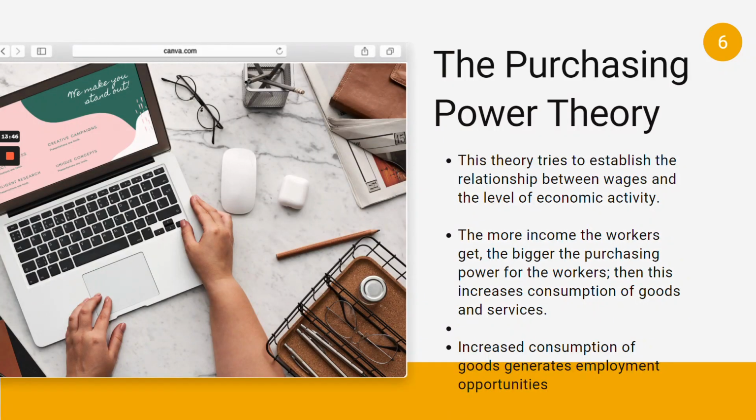Next is the purchasing power theory. The purchasing power theory tries to establish the relationship between wages and the level of economic activity.